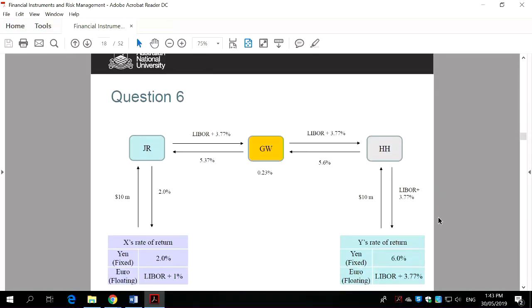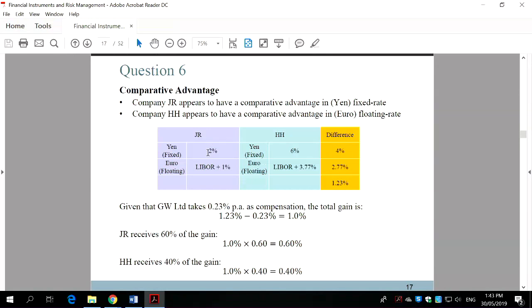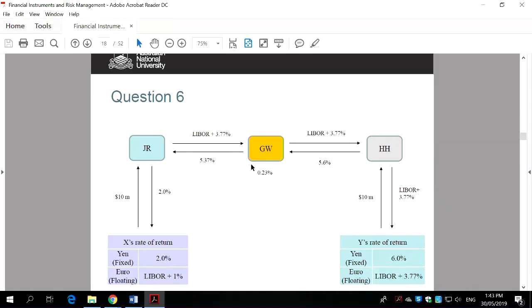Okay, so in this question, what we were told is that JR really wants to borrow euro floating rate. But based on our analysis, JR's comparative advantage lies in the Japanese fixed rate, because the cost of borrowing in the Japanese fixed rate for JR is really, really low. So we tell JR, still go to the Japanese fixed market and borrow $10 million at the Japanese fixed rate of interest. So basically, JR is paying the Japanese bank 2% fixed rate on the $10 million that JR borrowed.